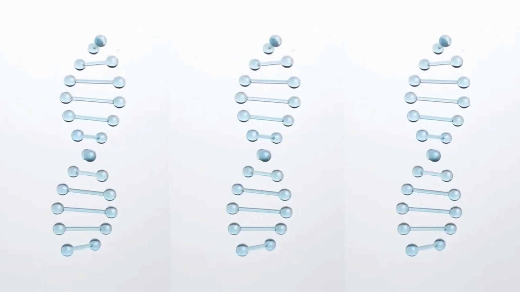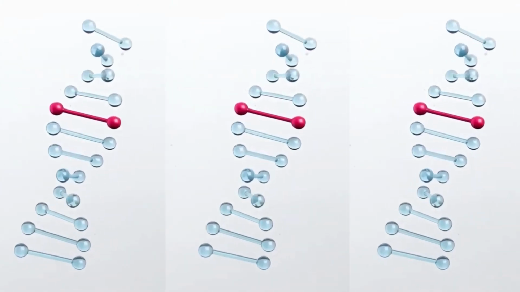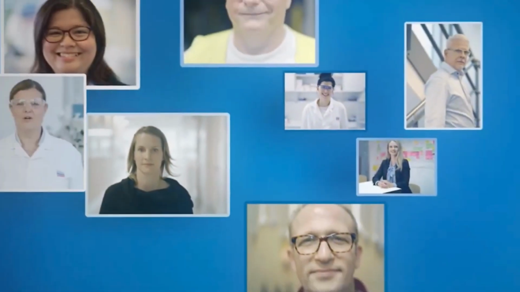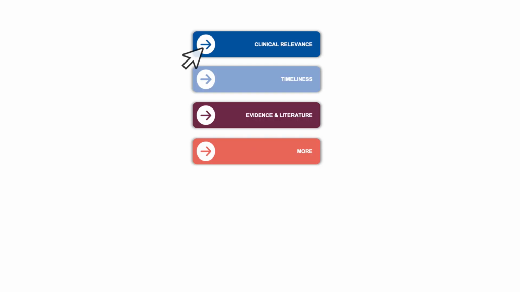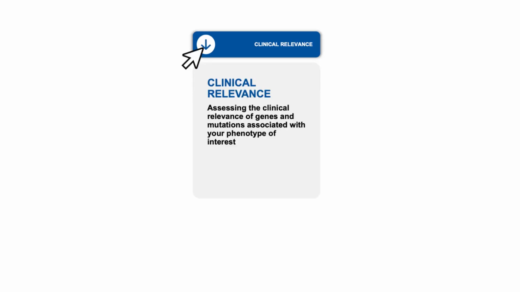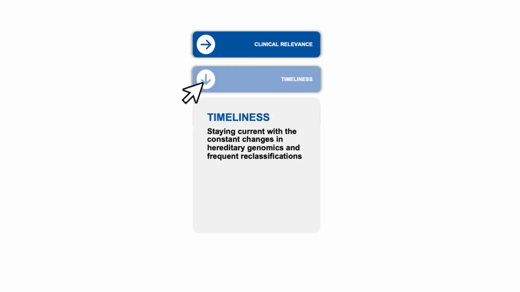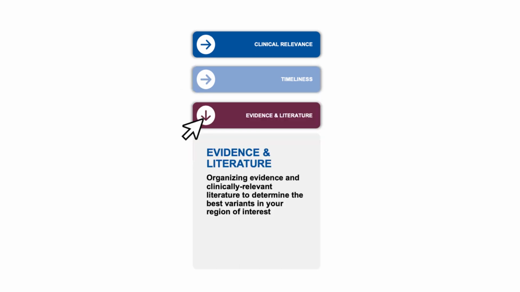Are you finding it difficult to decide which genes to include in your germline or hereditary panel? You're not alone. It's a complex task, and there are many variables to consider, including assessing the clinical relevance of genes and mutations associated with your phenotype of interest, staying current with the constant changes in hereditary genomics and frequent reclassifications so clinicians can adapt your panels to reflect the latest findings, and organizing the ever-increasing pool of clinically relevant public literature and evidence to determine the best variants associated with your phenotype or region of interest.